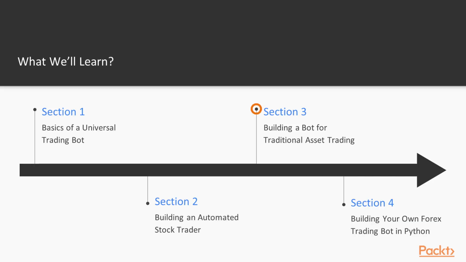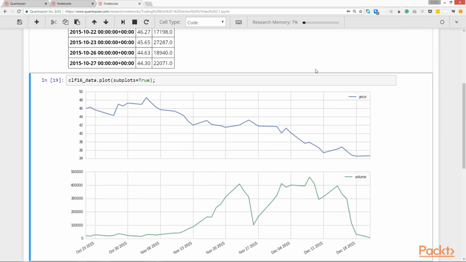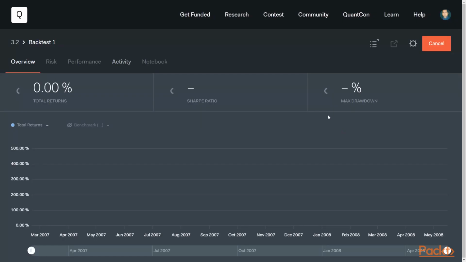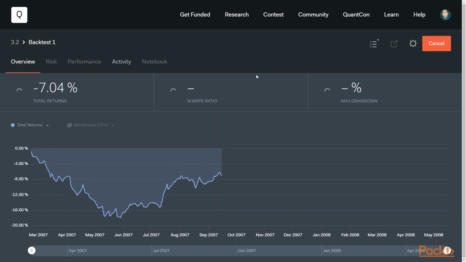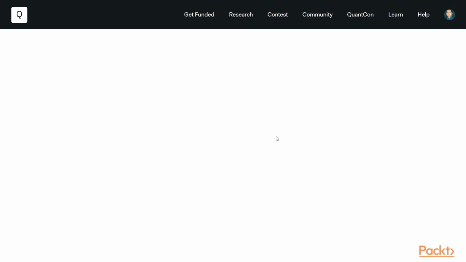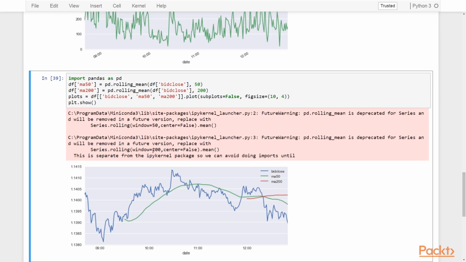In section 3, we will learn how to design and develop a trading module exclusively focused on traditional assets like commodities, bonds, etc. We will see how to design the trading logic using Python. We will code in different types of orders to be catered by the algorithm. We will learn how to manage volatility, and we will be test running the algorithm and code for different traditional assets. In section 4, we will learn how to design and develop a trading module exclusively focused on Forex trading.